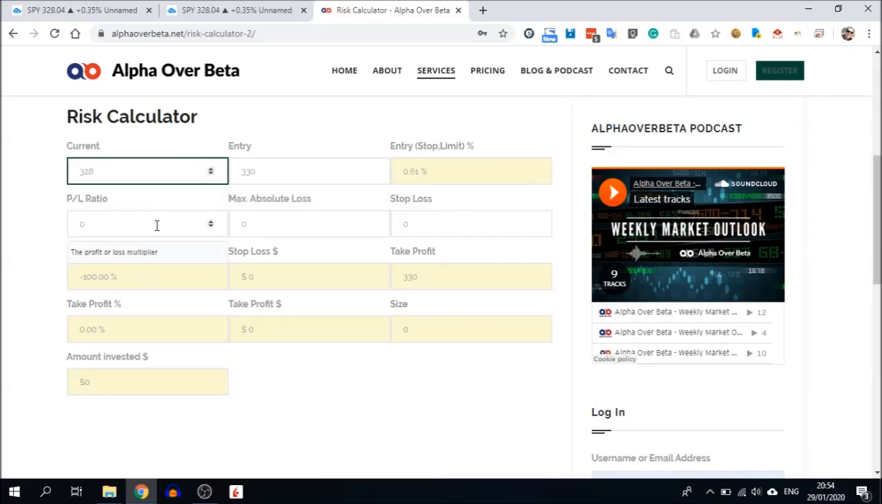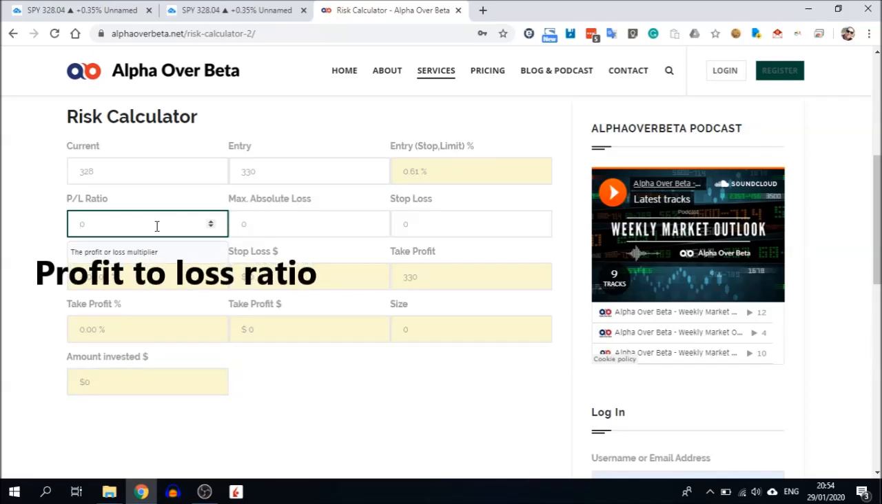Now the next field would be a profit and loss ratio. This means that we're going to calculate how much I am willing to lose with respect to how much I am going to win. So the profit to loss ratio is between, let's say, 1.5 and 3. Let's put the number 2 in there.